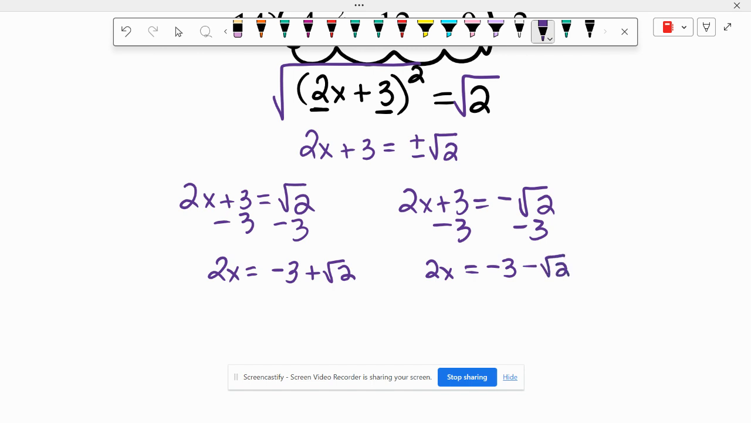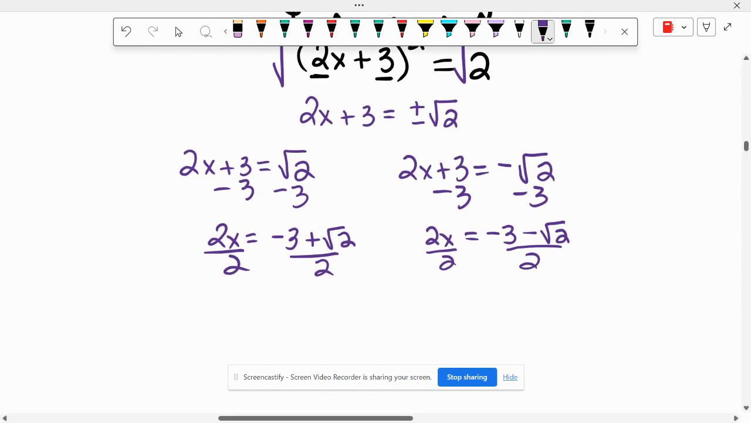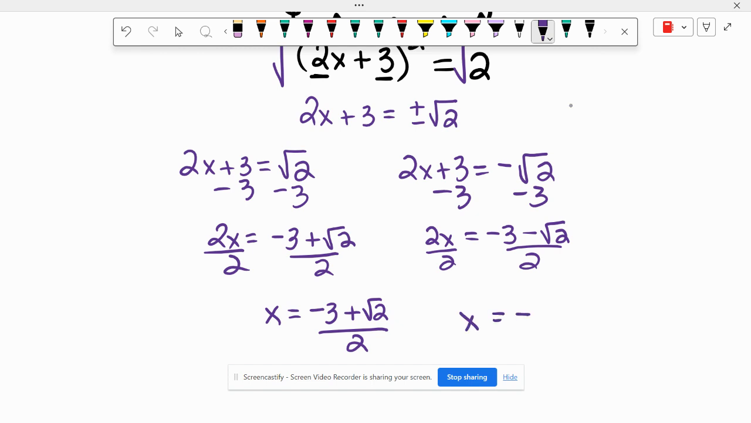What do I have to do as the last step? Divide by 2. Divide everything by 2. So my two answers are x equals negative 3 plus the square root of 2 all over 2, and x equals negative 3 minus the square root of 2 all over 2.